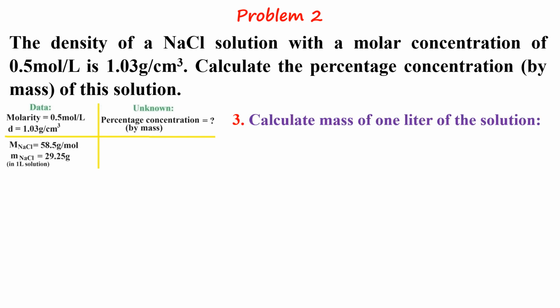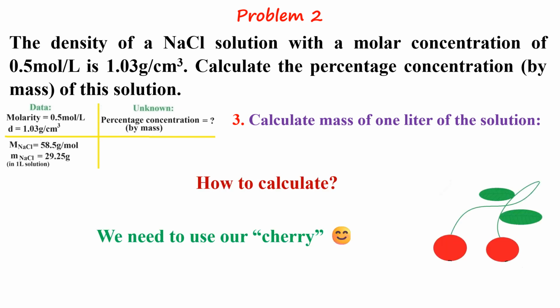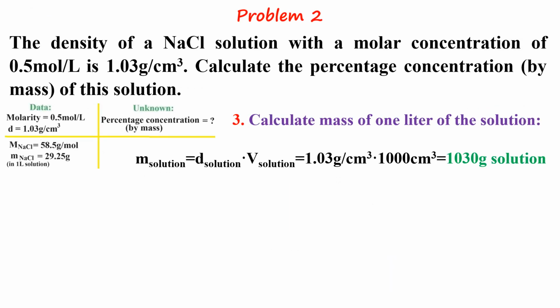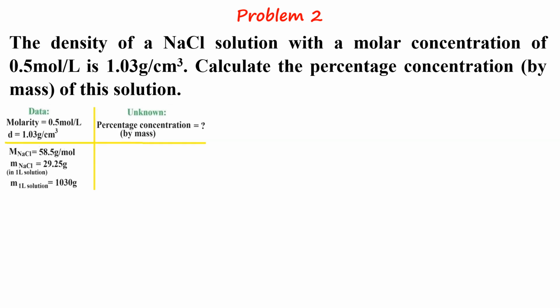Point 3. Calculate the mass of 1 liter of the solution. How to calculate? How to convert volume to mass? We need to use our cherry on top. Mass equals D times V. That is, the mass of the solution is equal to the density of the solution multiplied by its volume, so by 1000 cubic centimeters. Now we see that 1 liter of our solution weighs 1030 grams. Let's write this value under the problem data.